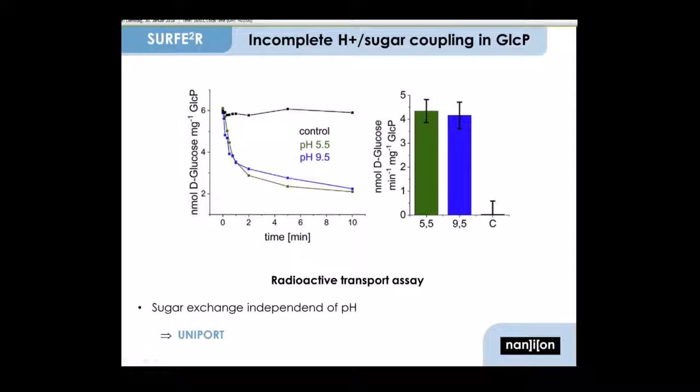Interestingly, there is no pH dependence. The sugar is transported into the liposomes independent of pH. This is a kind of crazy property for a transporter described as proton-coupled. Substrate translocation independent of the protonation state. GLCP therefore must likely perform uniport independent of pH.